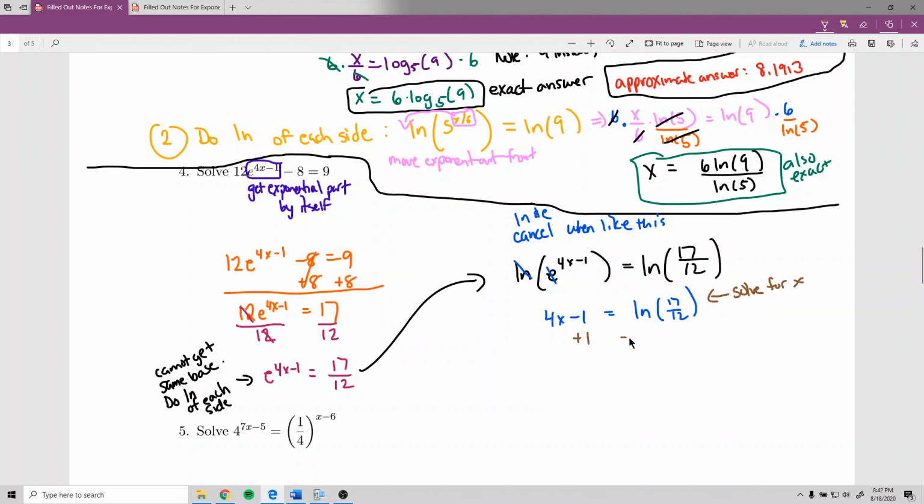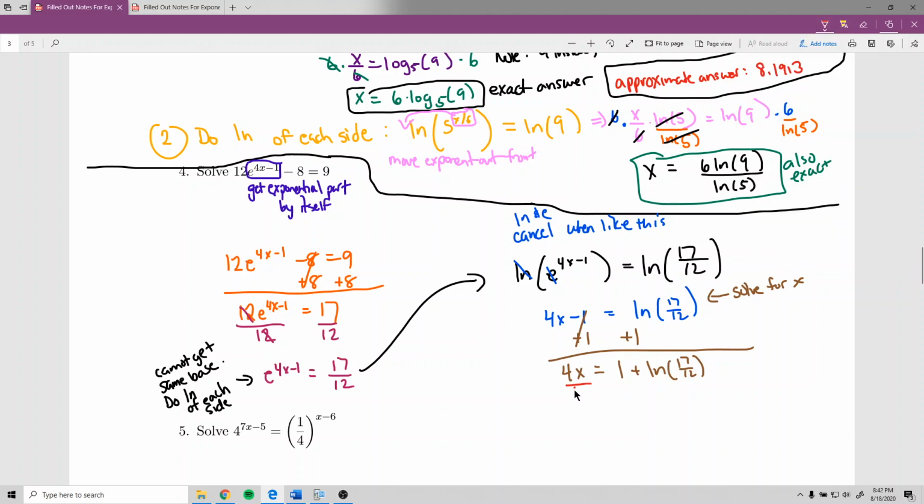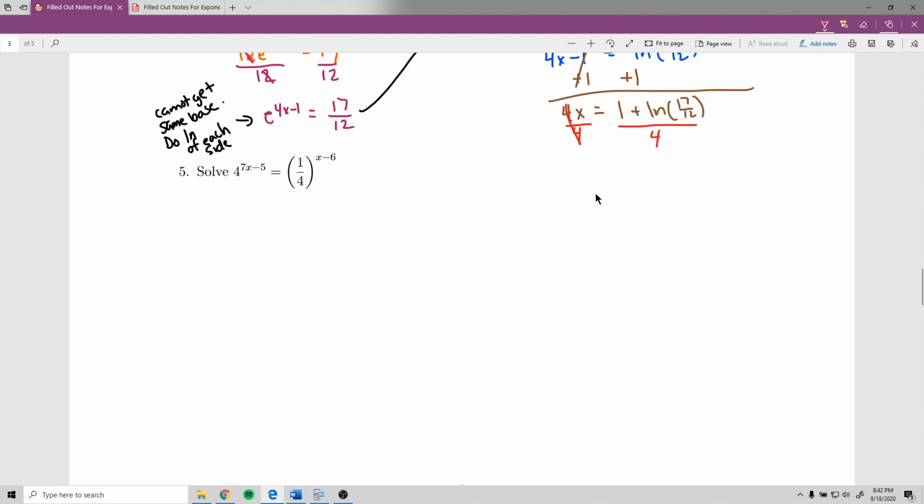And so we would add 1 to each side. We have 4x equals 1 plus the natural log of 17 over 12. I prefer to write the plus 1 in the front. You can write it in the back. Just once again, 1 is outside, 17 over 12 is inside. Then the last step to get x by itself is we divide each side by 4. And the exact answer is what we have here. x equals 1 plus the natural log of 17 over 12, all over 4. It's very, very messy, but that's just what it is.